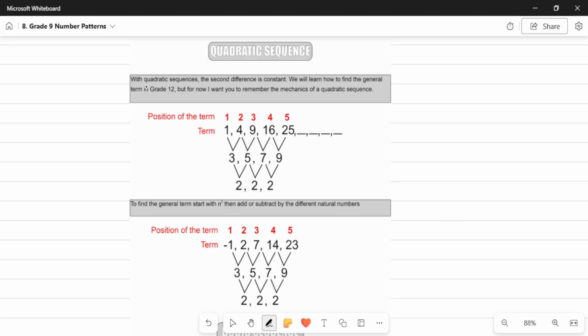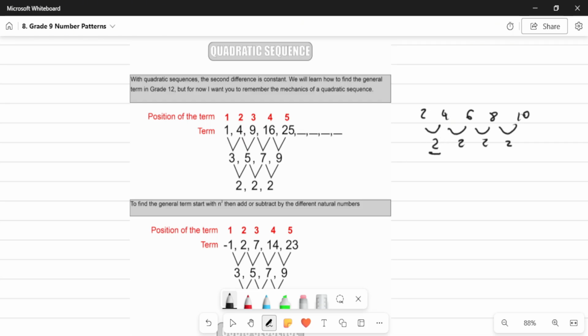So let's look here. With quadratic sequences, the second difference is constant. Remember when we were given a sequence like 2, 4, 6, 8, 10? If we check the differences between the terms, it gives us 2. Since we have a constant difference, it doesn't change, then we know that this is a linear sequence. Understood? However, what makes a quadratic sequence quadratic is that the second difference is constant. Very important stuff.